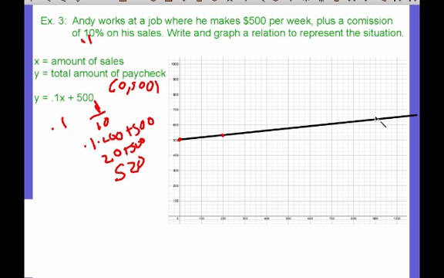Andy's paycheck gets slowly bigger and bigger depending on the more items he sells, or the total amount of his sales. All right, this is an equation, so I don't have to do any sort of shading at all. I just have to draw in my line.